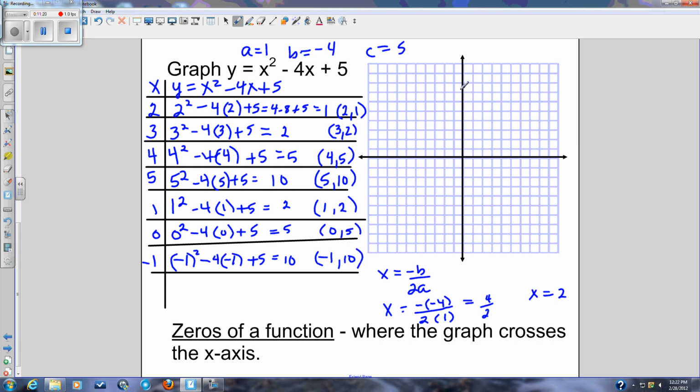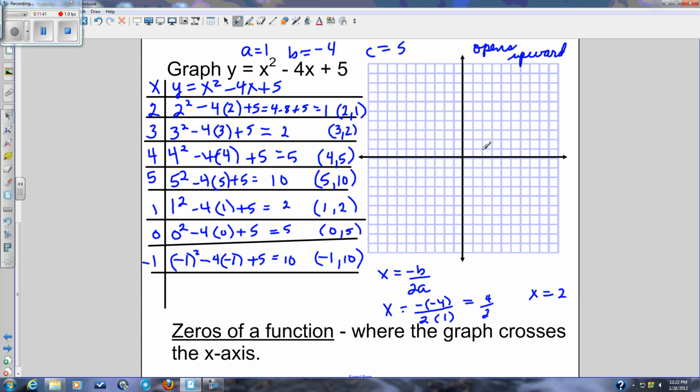Oh, by the way, since a is positive, a was 1, what do you think is going to happen to the parabola? Will it open upward or downward? Well, we know if a is positive, it opens upward. So let's see if we're right. Okay, so we'll graph this and see if that prediction was correct.